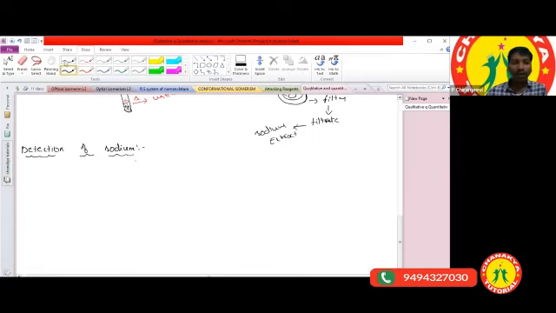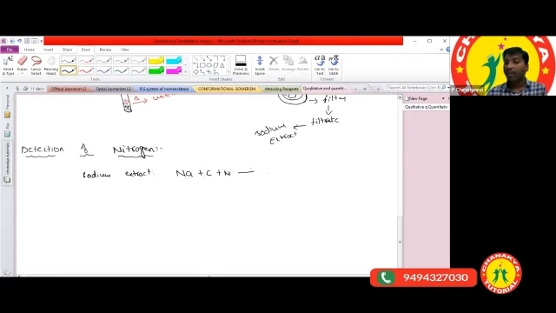Okay, now we are going to detect nitrogen. Detection of nitrogen. How are you going to detect nitrogen? First, we take the sodium extract. In the sodium extract, if the compound contains nitrogen, pure nitrogen won't be there. Nitrogen combines with carbon and with sodium.